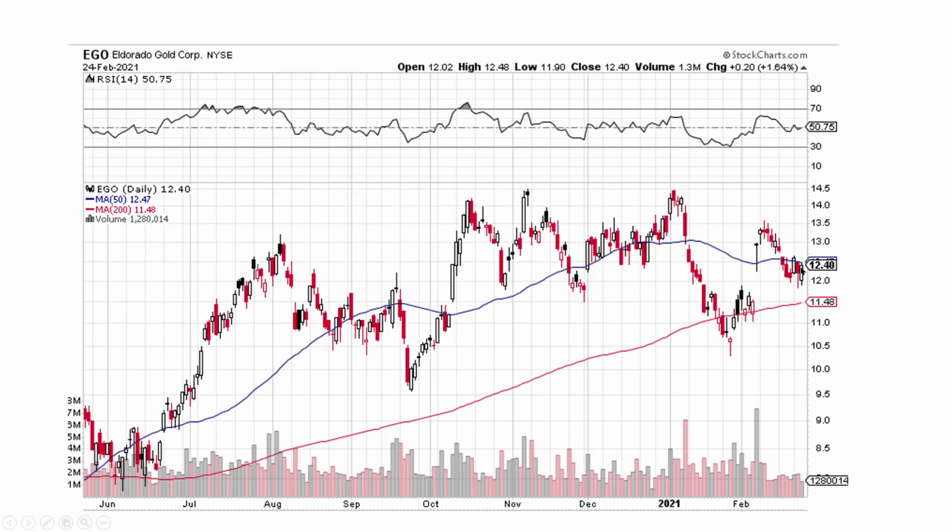EGO, this is a bullish piercing. I think it looks pretty good. Looks like we close this gap right here. Not too bad if you like gold. This is a gold producer. That's if you like it.